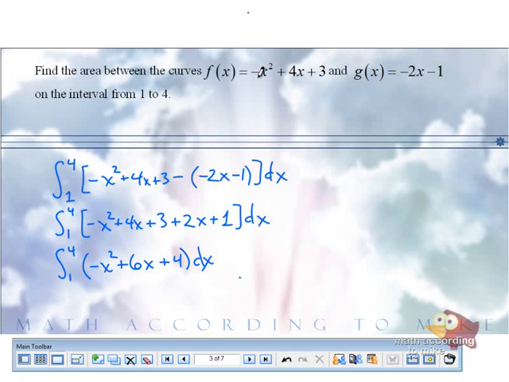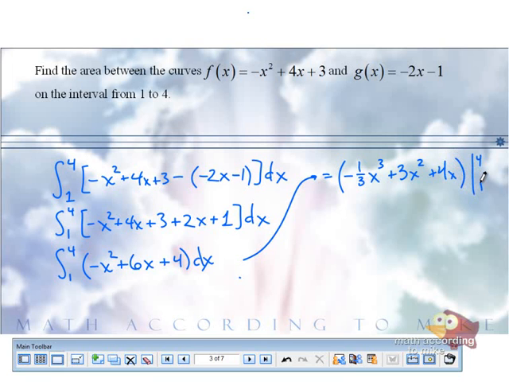All right, what is the antiderivative of negative x squared? Negative 1/3 x cubed. What's the antiderivative of 6x? X squared. And what's the antiderivative of 4? 4x.